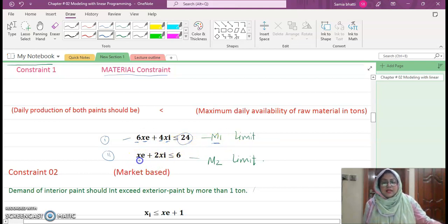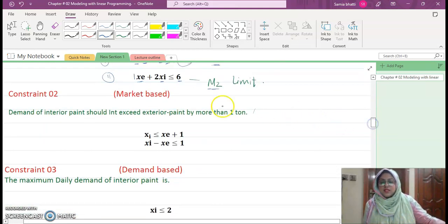The M2 limit is xe, which is 1 ton for exterior paint. So there is a 1, and plus 2xi, which simply means that 2 tons of material 2 for interior paint, and 6 represents the total maximum availability of material 2. So this is the M2 restriction. So equation 1 and equation 2 are ready.